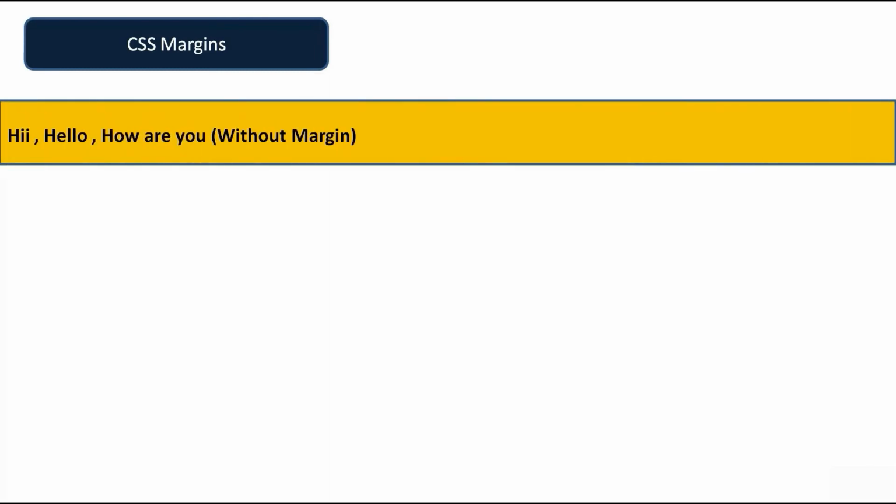How to apply the margins to the HTML elements using CSS. So first let us understand what is a margin. We are going to understand this with a real-time example. So when you create a new H1 tag in any web page or HTML page, it will look like this. Consider this as the HTML H1 tag. We have the text hi, hello, how are you.